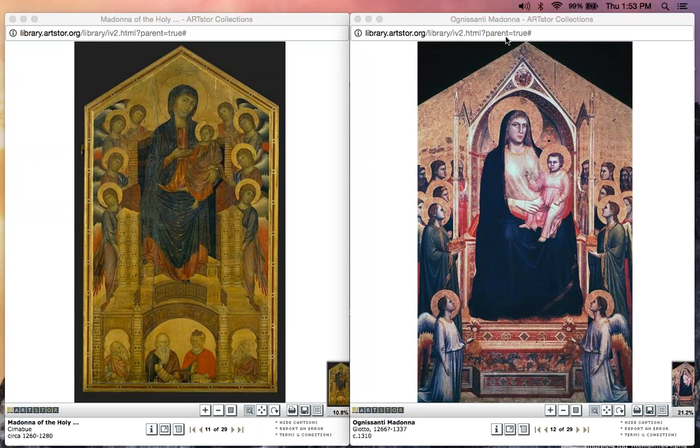With these two images here, we are in for another nice comparison, because it's showing the same subject matter, the same purpose, but we can see how things are changing as we move from left to right-hand side. The left-hand side is by Cimabue. Cimabue's painting comes to us from about 1280.